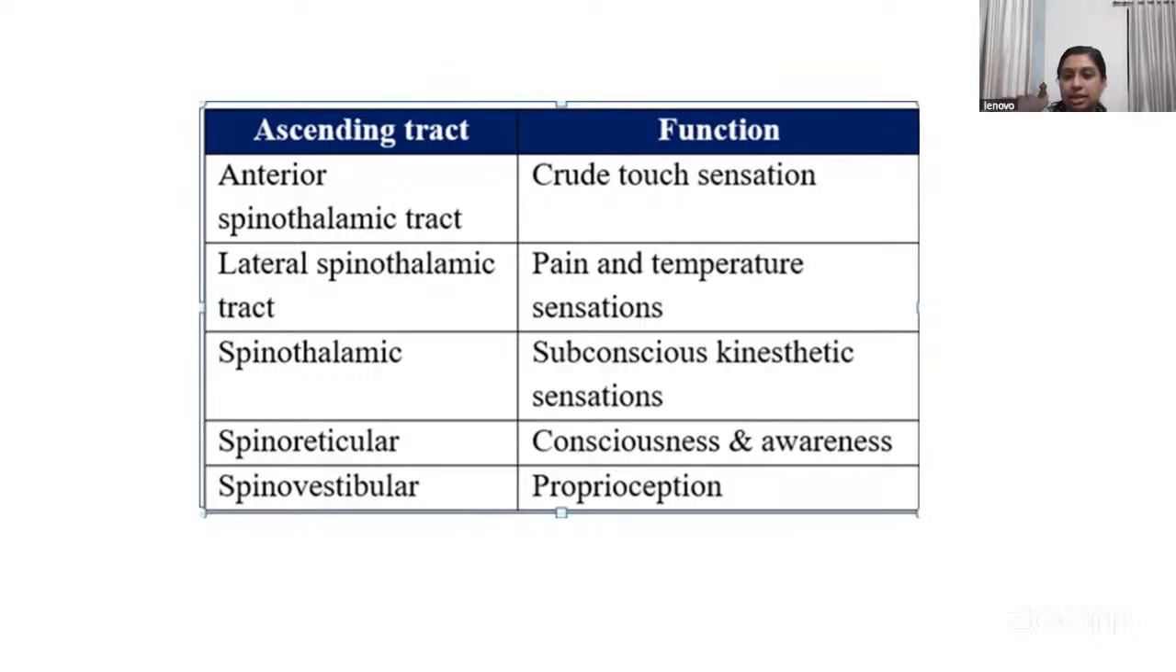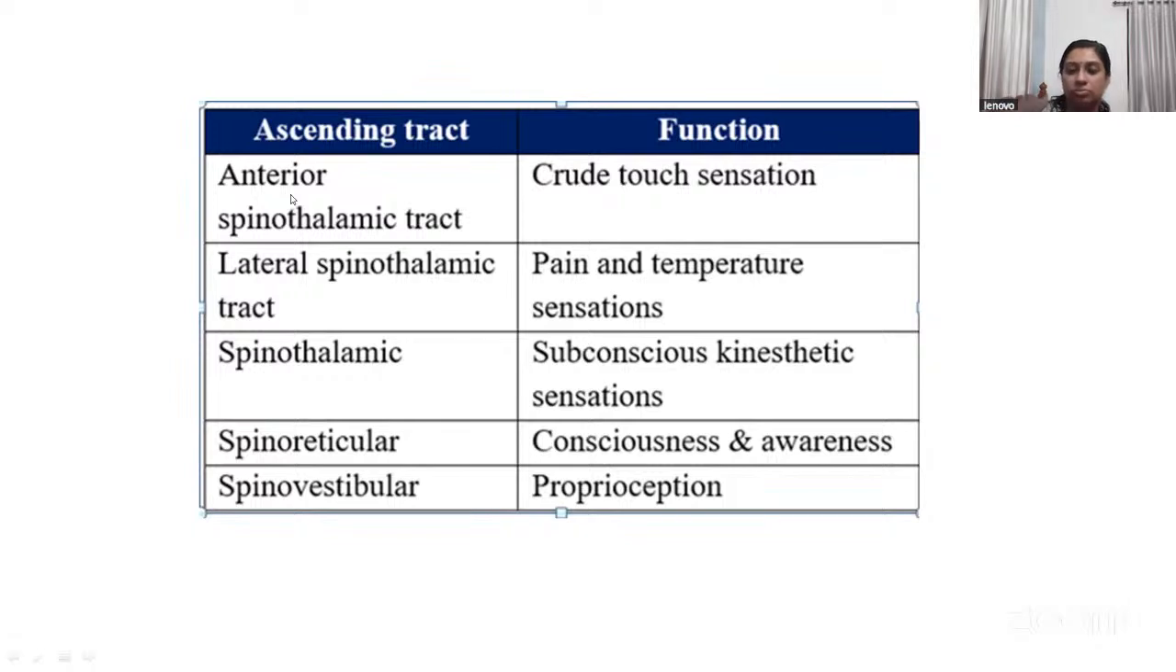Ascending tracts arise from the spinal cord and go up to the higher centers of the brain, and termination is in any of the higher centers of the brain. So these are the most important ascending tracts, and their functions are also mentioned. We have the anterior spinothalamic tract, which is concerned with crude touch sensation, and the lateral spinothalamic tract, that is concerned with pain and temperature sensations. And spino-reticular, that is concerned with consciousness and awareness, and spino-vestibular, that is associated with proprioception.